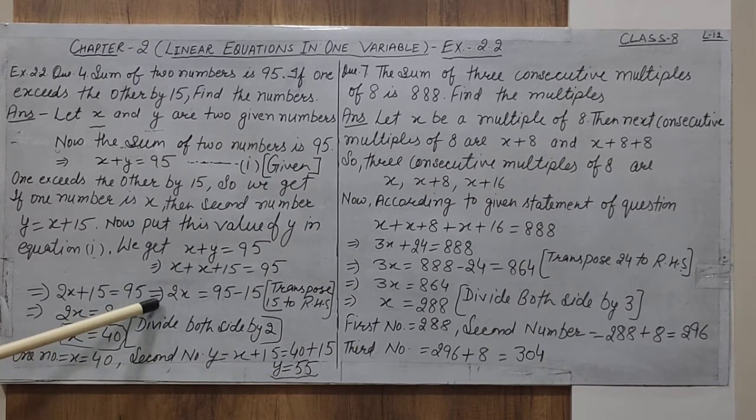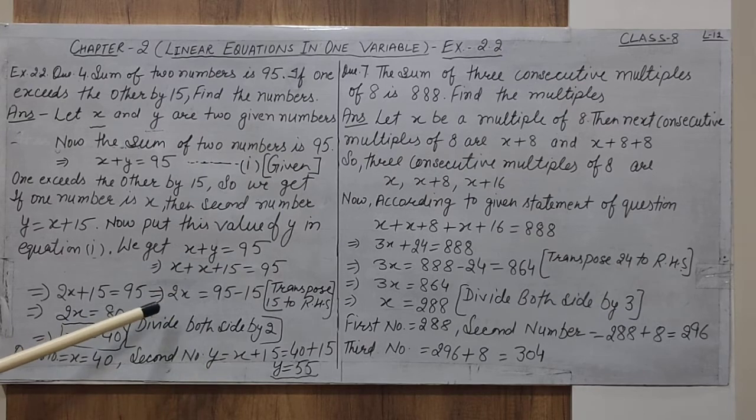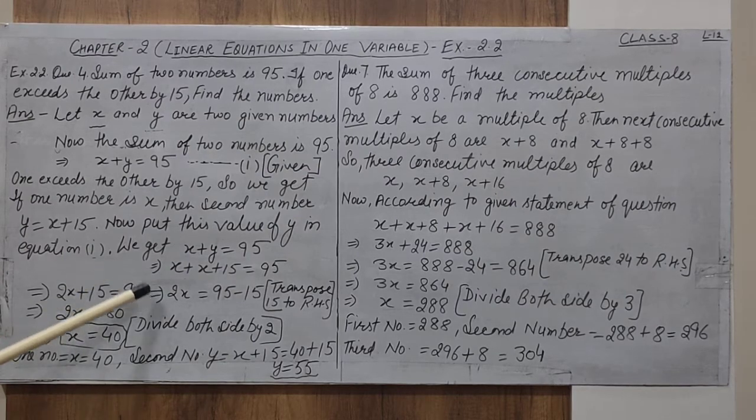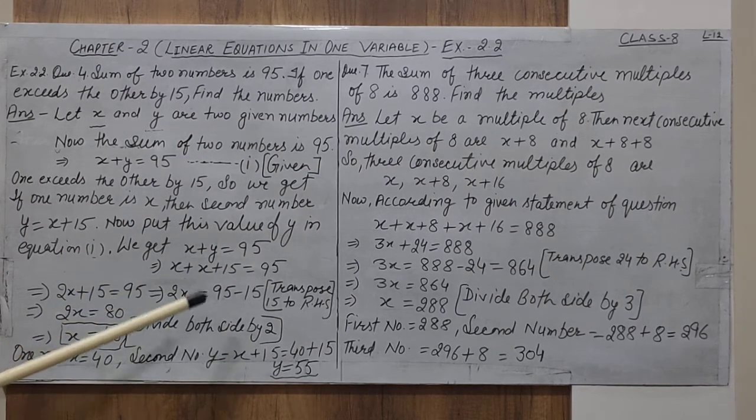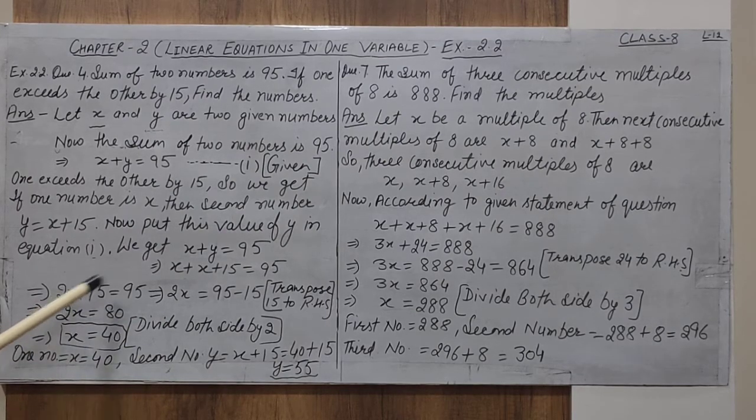Next equation. You know this is the symbol of implies. Implies means the next equation. This is not the equal sign, this is the implies symbol. Alright. Now to solve this equation we must transpose 15 towards the right hand side. So in the left hand side we get only 2x. In the left hand side there is 2x.